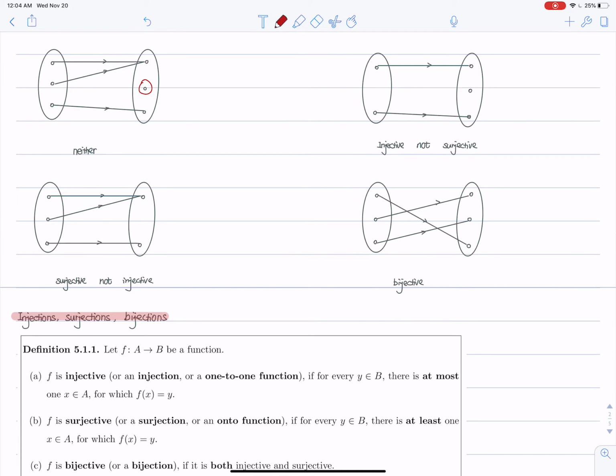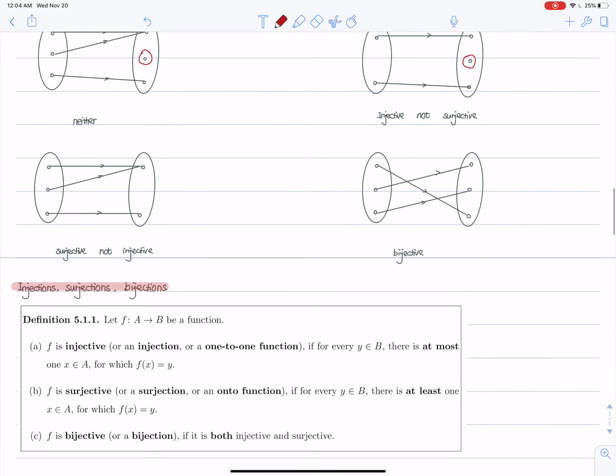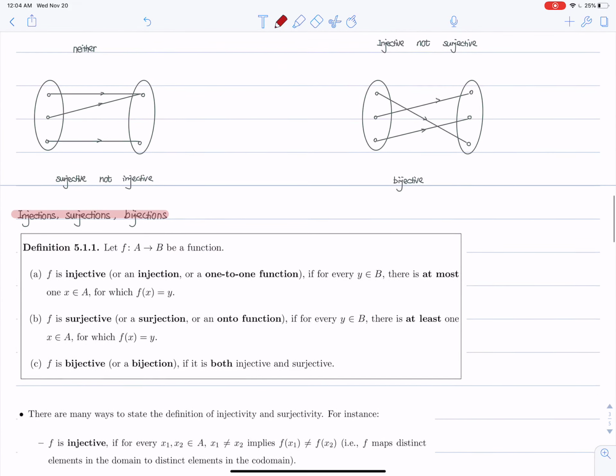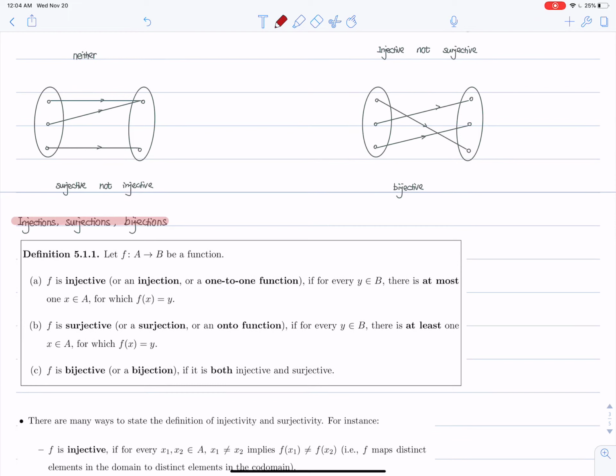The second diagram here is injective, not surjective again, because you have an element here that has no friend. He's lonely, and you don't want him to be lonely. That's why it's not surjective. This one is surjective, not injective, because this guy has two friends. That's why it's not injective. Everyone in your codomain has friends, but this guy has two friends. That's not good. You should only have one friend.